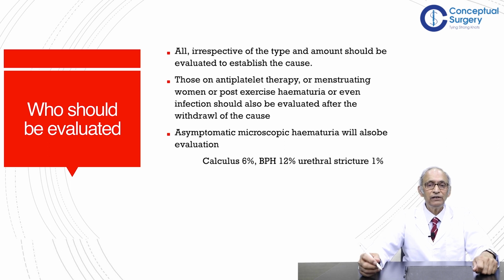And asymptomatic microscopic hematuria will also be evaluated, even if there are no symptoms, because many of them show in the long-term evaluation that there is a silent calculus sitting, or maybe BPH in 12% of those cases, and even urethral stricture in 1% of the cases. These cases can also produce asymptomatic microscopic hematuria.